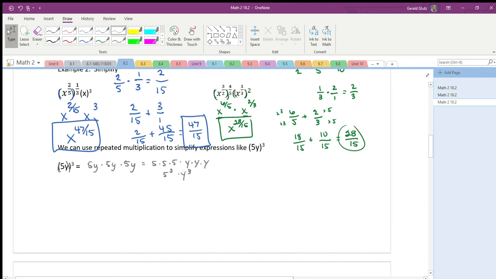But another way to look at this to make it quicker, because that could take a long time depending on what the exponent is: if I have something inside parentheses and there's an exponent on the outside, this exponent gets distributed to everything inside the parentheses. Don't forget, a lot of people forget to distribute this exponent to the numbers. Don't forget to do that. So that means I'll have 5 to the 3rd times y to the 3rd. Same thing we got up here.